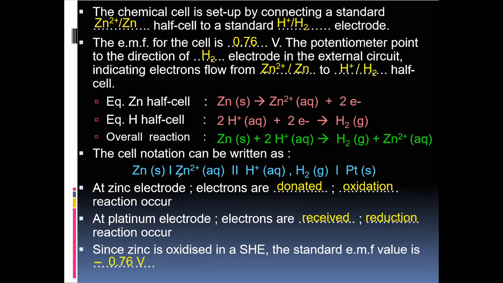So it is just this one that will be changing depending on what is the other half cell you are dealing with. So at the zinc electrode, electrons are donated, oxidation reaction occurs. I've said that. I'm going from 0 to 2+. At the platinum electrode, which is your standard hydrogen electrode, electrons are received, that is, reduction occurs. Since zinc is oxidized in a standard hydrogen electrode, the standard EMF value is minus 0.76 volts. This value is a standard value. You don't need to memorize it.